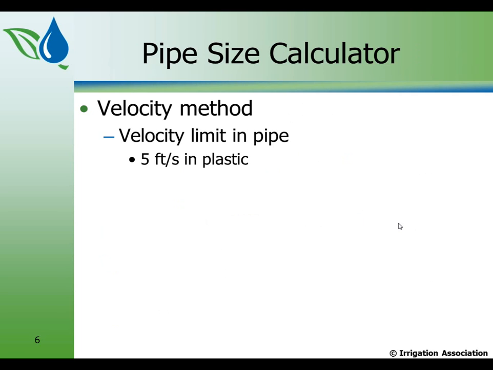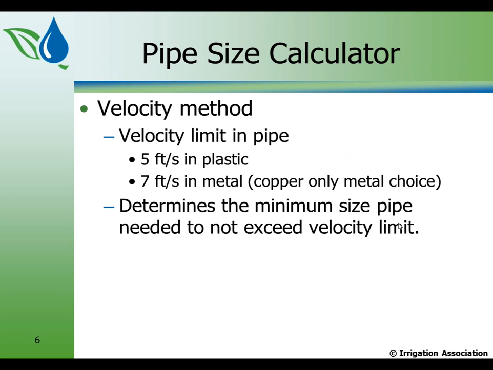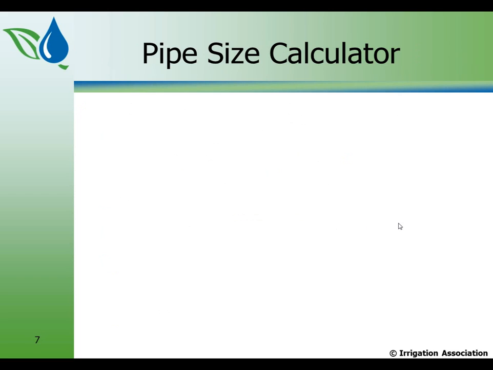The generally accepted numbers are 5 feet per second in plastic and 7 feet per second in metal. However, in this size calculator, we're only using copper as the only metal choice. It determines the minimum size pipe needed to not exceed the velocity limit.